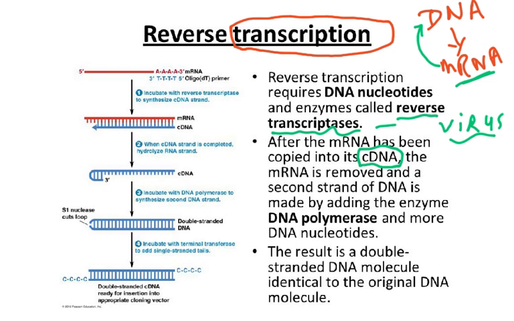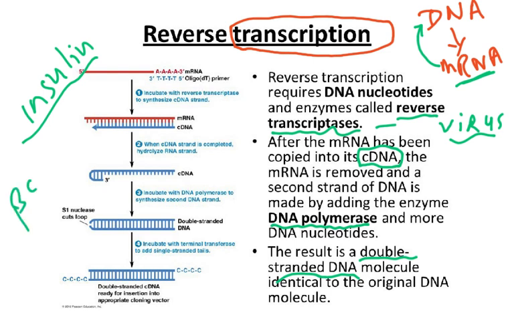The mRNA is removed, and the second strand of DNA is made by using another enzyme called DNA polymerase. So we get the mRNA, then a single-stranded DNA, then we use DNA polymerase, and we get a double-stranded DNA molecule. What we need to understand is why we are doing this: because we need the gene for insulin. It's very difficult to find the gene for a certain protein, but if we know where it's being made, like we know that insulin is made in the beta cells of the pancreas.